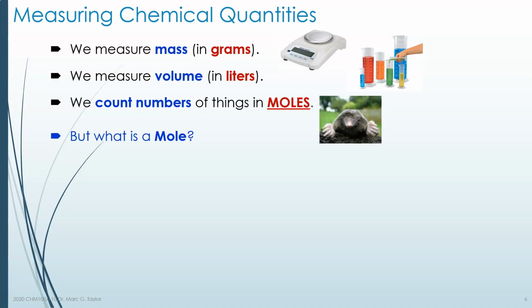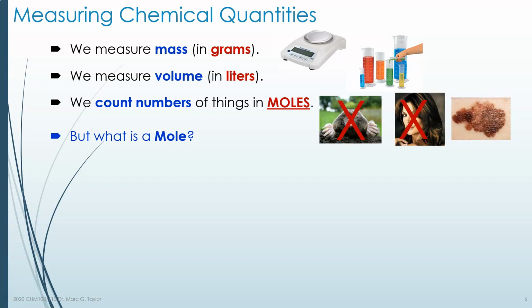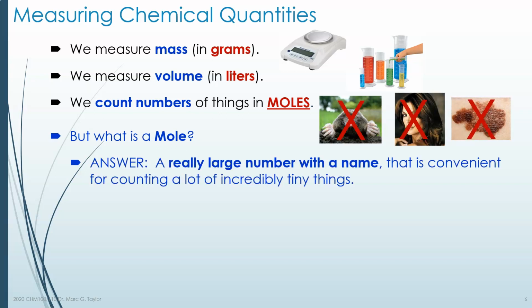mole. And so a mole is not this kind of mole, and it's certainly not this kind of mole, and it's definitely not this kind of mole. A mole is a really large number. It's a really large number that happens to have a name. And we use this really large number because it's convenient for counting a huge number of incredibly tiny particles like atoms or molecules or ions or formula units.